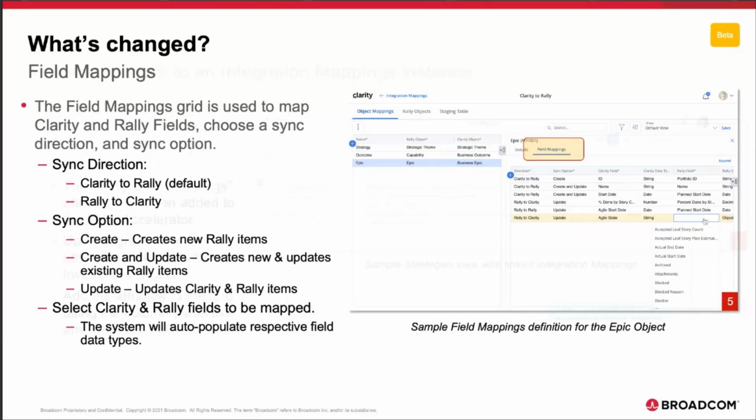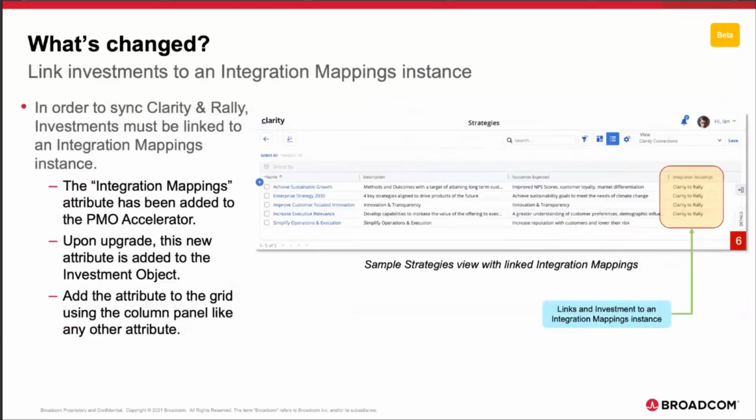Okay, so once you've done all the mapping, the final step before you have to run the job is to basically link your investments to that integration mapping. So within, as an example here, I'm on strategies, the custom investments. I'm going to link these to that integration mapping so the system knows to share, or sync, these particular items between Clarity and Rally.